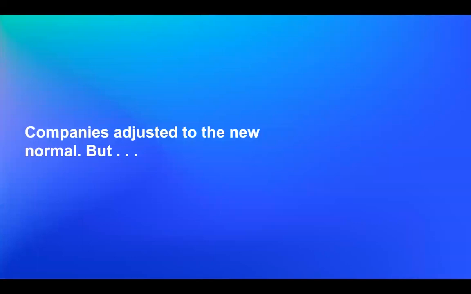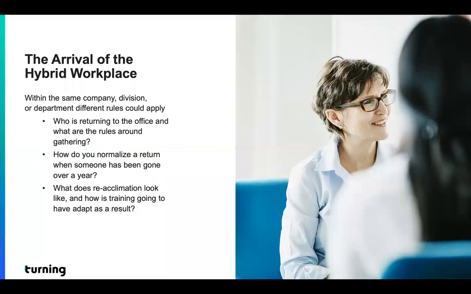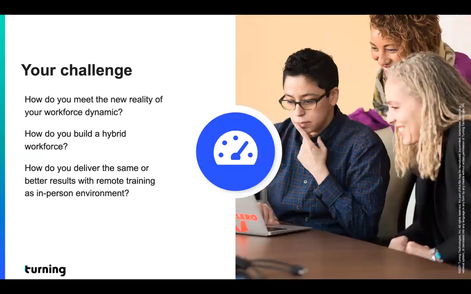So as you adjust, as folks adjusted, what happened with this hybrid workplace? All these rules, how do you figure out who's returning to the office? How do you normalize a return when someone's been gone over a year? How do you make sure that people, your employees, your students, your participants feel comfortable in that learning environment and in the workplace itself? What did we do? We then went out to several of our groups and we had some focus groups to talk about how are you meeting that new reality of the workforce dynamic?